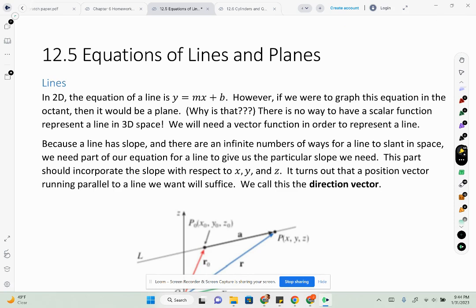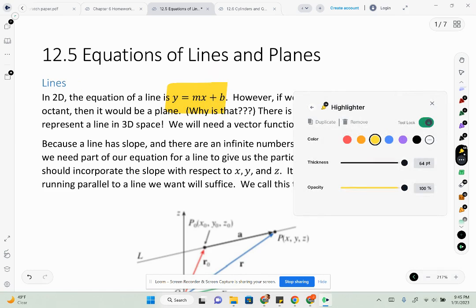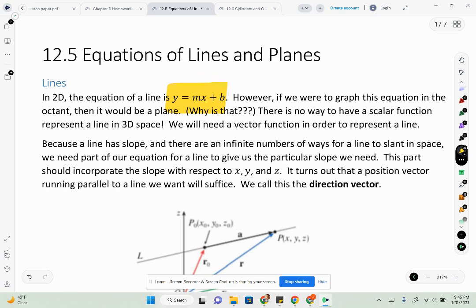So when we were dealing with 2D and we needed the equation of a line, we could just get y equals mx plus b and everything was great. The problem is that if I gave you an equation like y equals mx plus b in 3D, then what's going to happen is that's going to be a plane. It won't be a line.